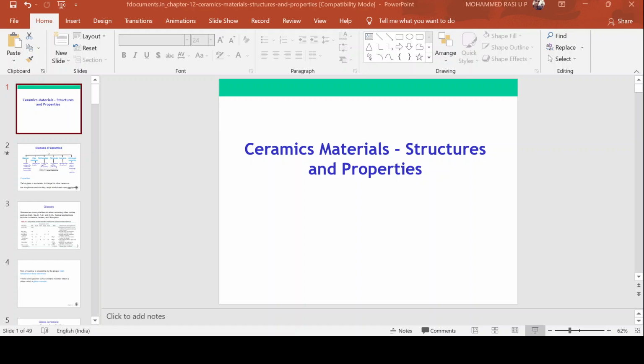Now when you look into the ceramic crystal structures, there are different types of combinations you can see. The first one is the AX crystal structure. A means the cation, X is the anion. So the type of crystal structure is NaCl, where A is Na and X is Cl.